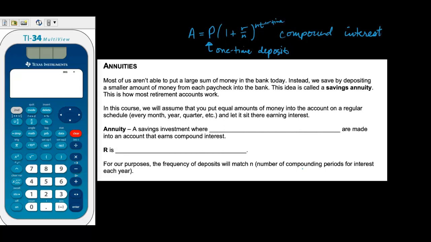In this video, we're going to talk about annuities, and we're going to look at the annuity equation and then do a couple of examples using that equation. And so we're going to start by talking about what an annuity is.